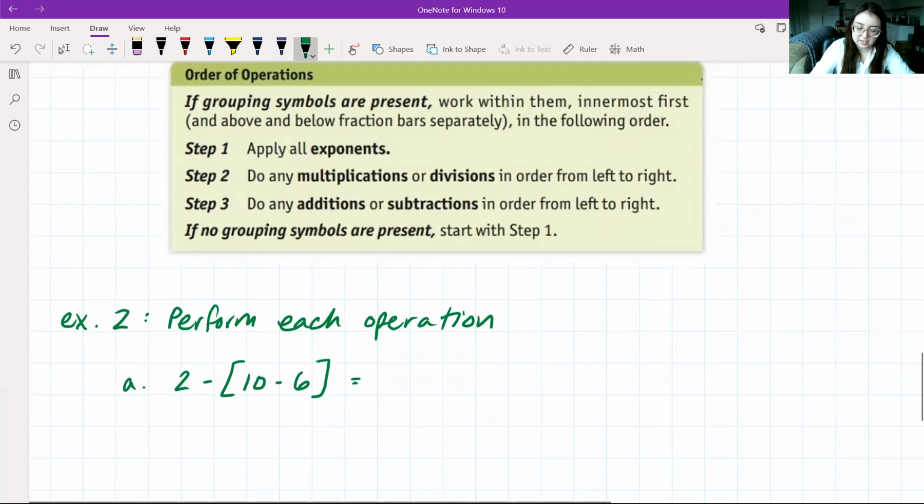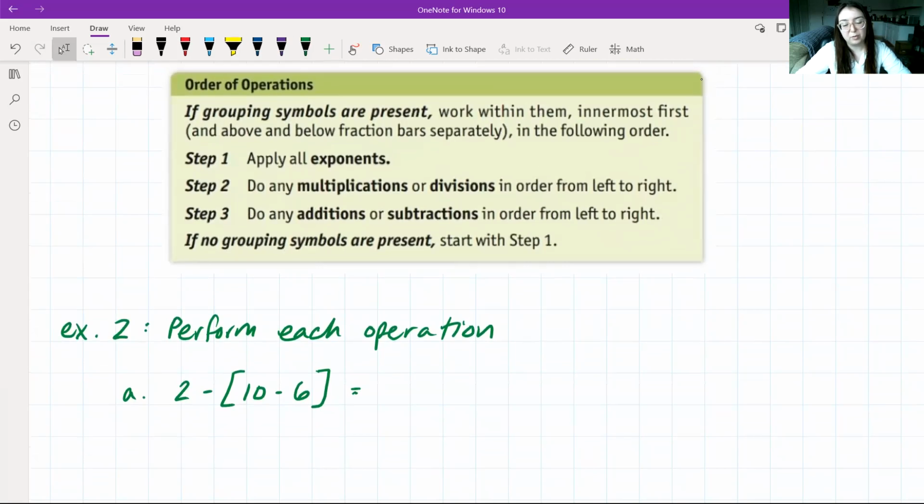So for a second example here, we want to perform each operation. For part A, we have 2 minus, and now we have brackets of 10 minus 6. Using our order of operations, we always want to do whatever is in our grouping symbols first. So we're going to calculate 10 minus 6 first. So we have 2 minus our brackets.